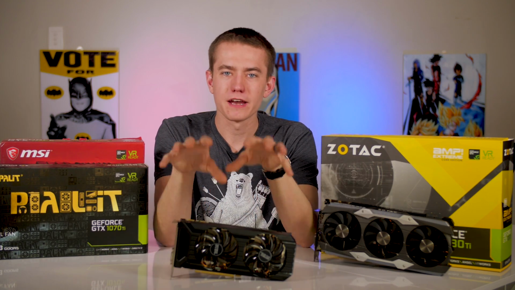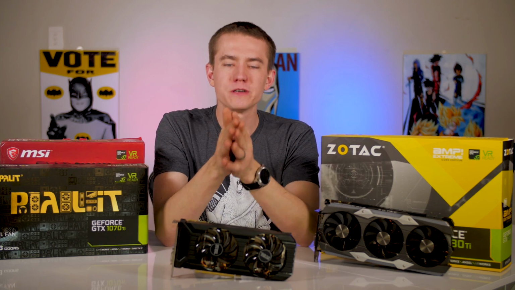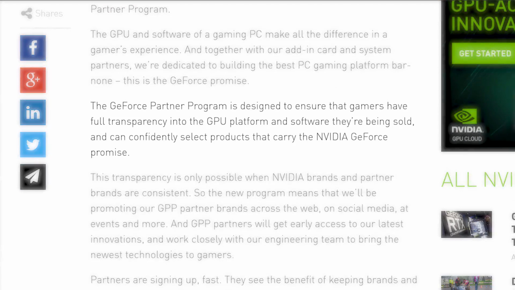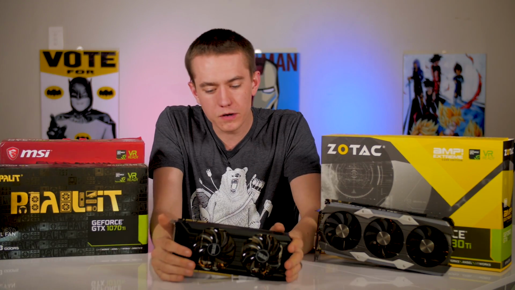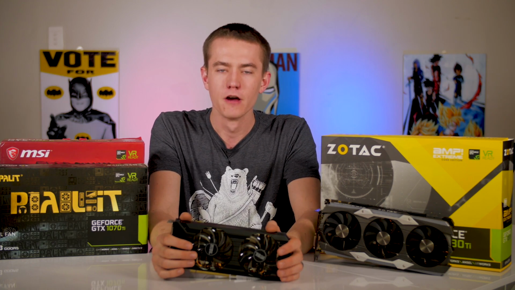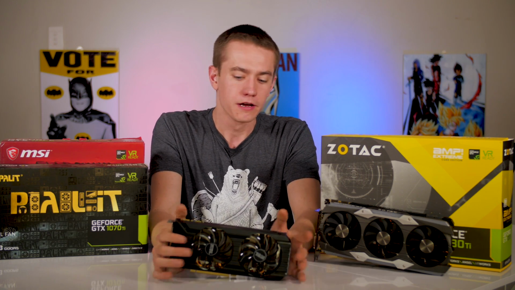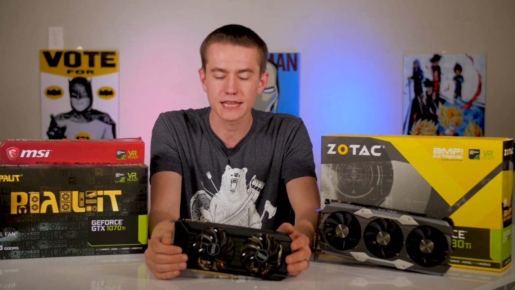If we take a look at Nvidia's own words that they uttered earlier this year when talking about why they wanted to enforce the GeForce Partner Program, they said, "We want to ensure that gamers have full transparency into the GPU platform and software they're being sold. And also, they're ensuring that gamers know what they are buying and can make a clear choice." By Nvidia's own estimation, they are not doing that. They are not giving us clear comparisons for people to buy into the ecosystem. They're giving us intentionally covered up numbers that don't reveal a whole lot about what exactly people are buying.